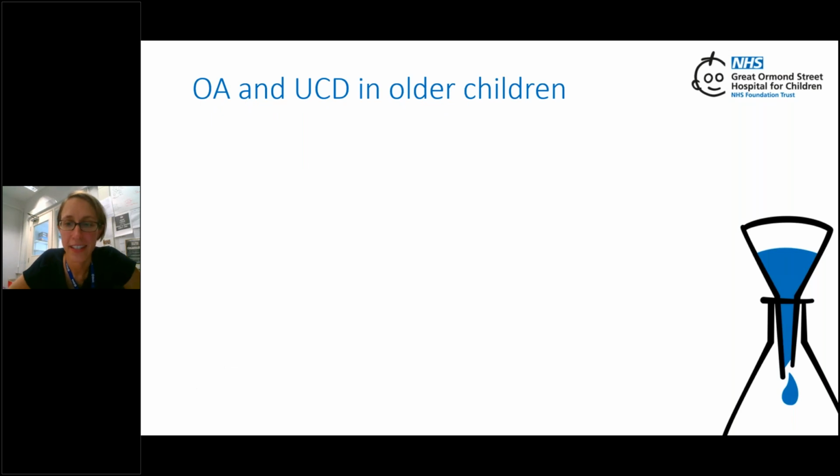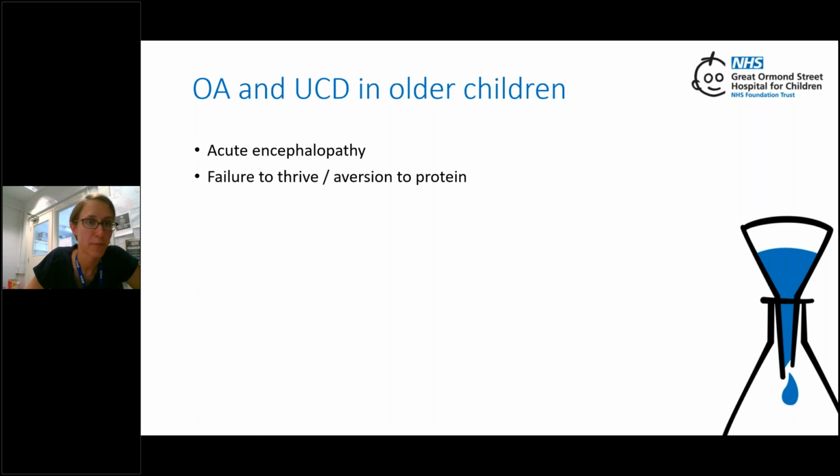But to complicate things, organic acidemias and urea cycle defects can present in older children as well. So they can present as acute encephalopathy. They can present very unspecifically with failure to thrive. And often it's really important to take a good diet history, because some of these patients naturally develop an aversion to protein. So for example, with the later diagnosed urea cycle defects, they're often on a vegetarian diet and they can't stand meat.